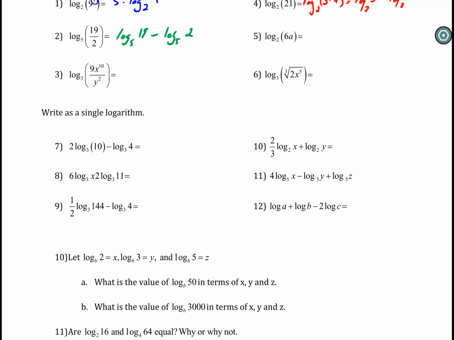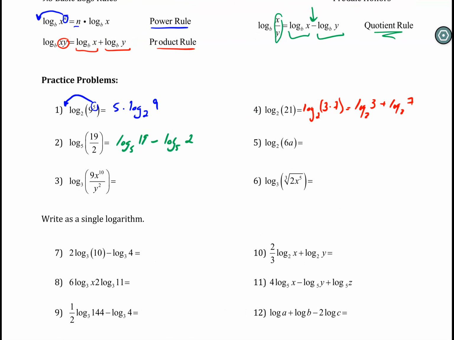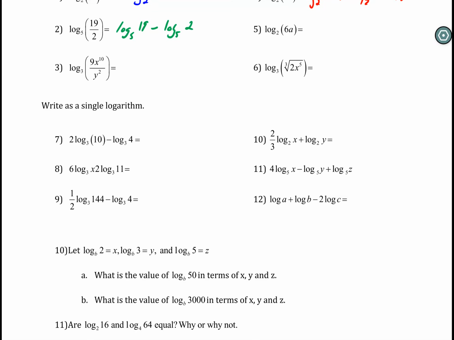All right. For this next set, 7 through 12, this is where you want to condense. So I want to go backwards. I want to use these rules, but I want to make them from the expanded, aka the right sides here, into the left sides, the condensed versions. So here, 2 times a log, that means I could rewrite this as simply making that the exponent. That's the power rule, backwards, right? And then I also have here that you have them being subtracted. So that would be the quotient rule.